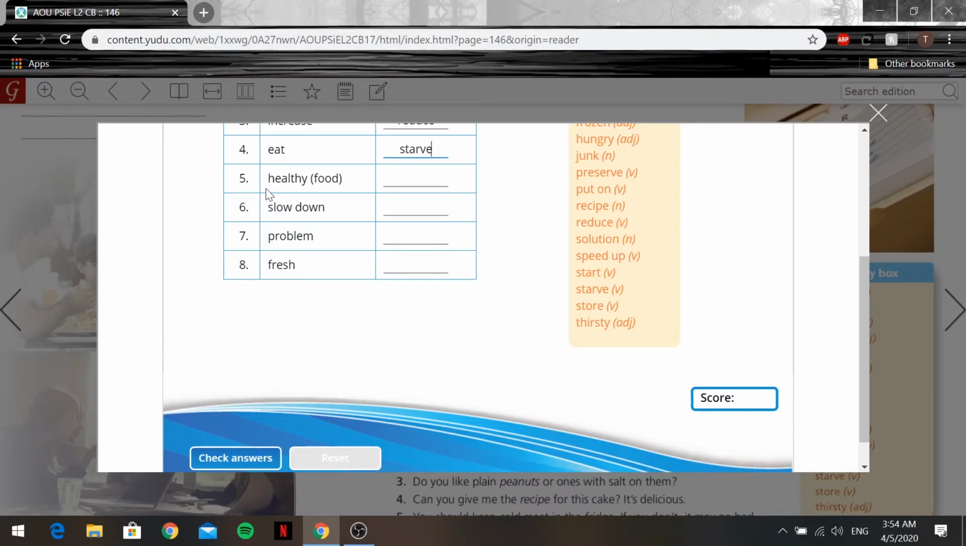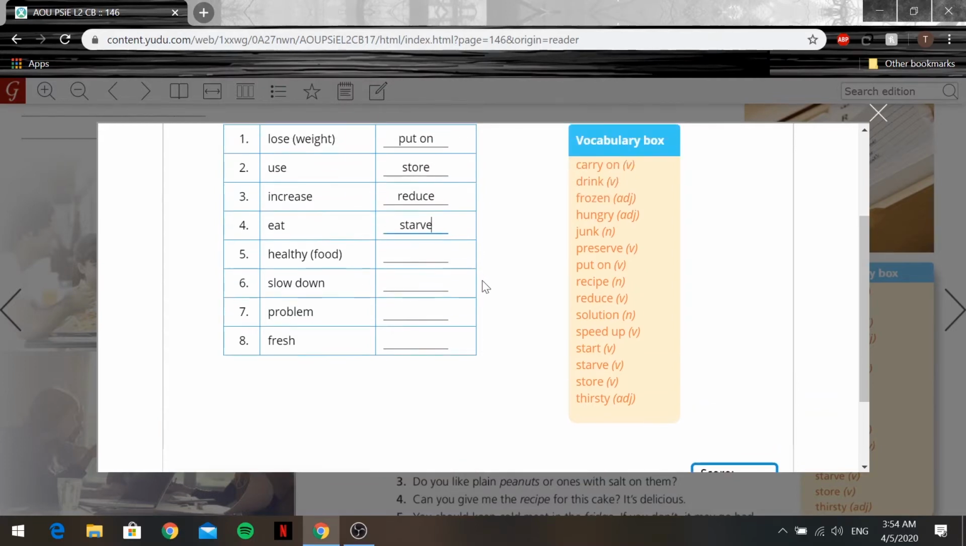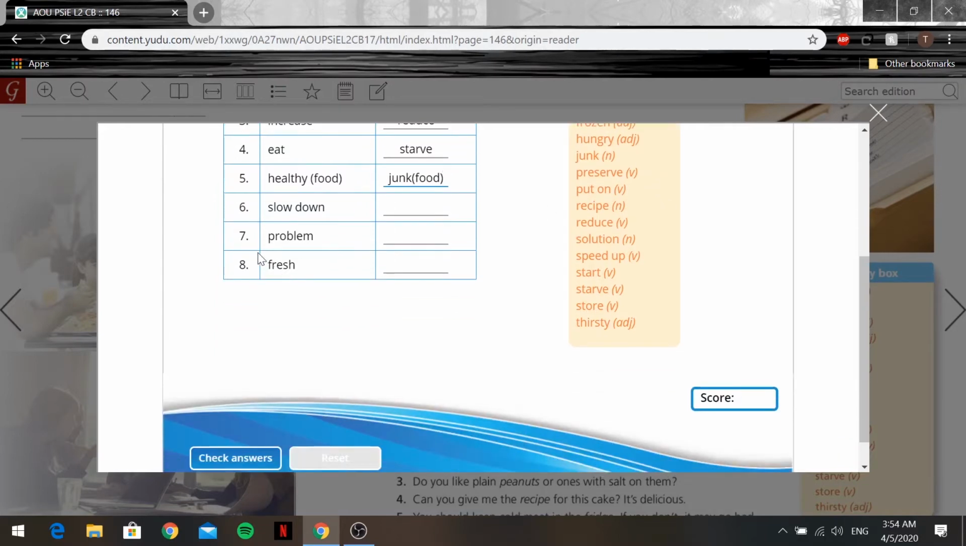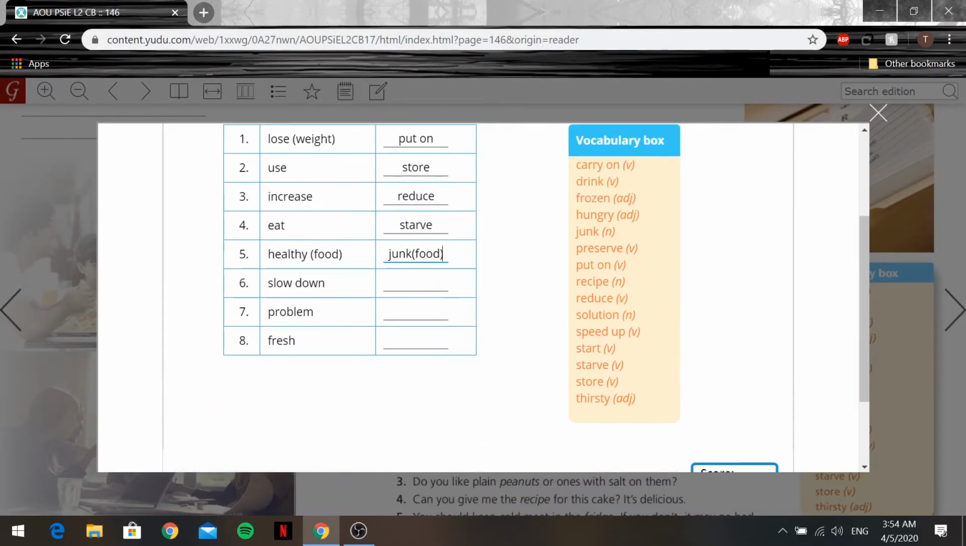5, healthy, as in healthy food. Yes, right here, junk. So we'll say junk, obviously, meaning junk food. Okay, so I'll actually write it here, too. Junk food, healthy food. 6, slow down. I think this one's pretty simple, you guys. Speed up. This one, pretty simple.